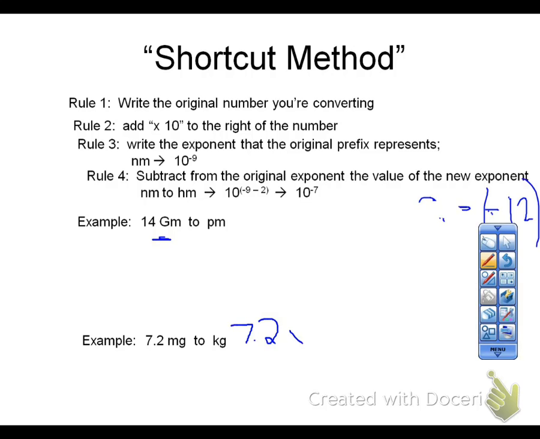7.2 times 10. All right, now rule 3 says replace milli with minus 3. Rule 4 says subtract from that what you're going to, which is kilo, 3. So the final answer here, and there will be no scientific notation adjustments, 7.2 times 10 minus 3 is minus 6 kilograms. That one was pretty straightforward, but that's what I call the shortcut method.